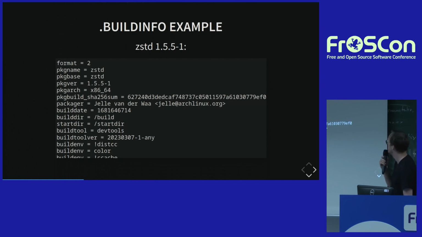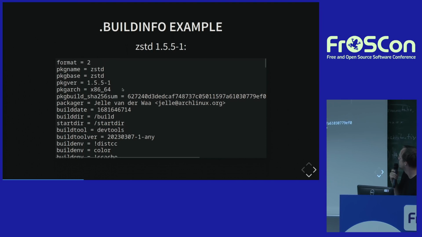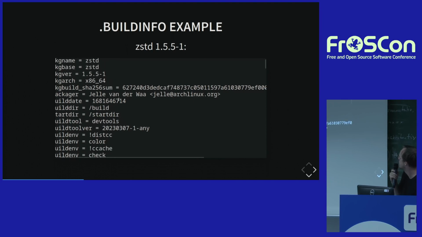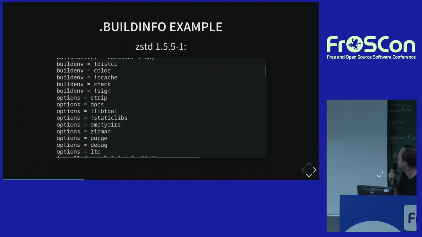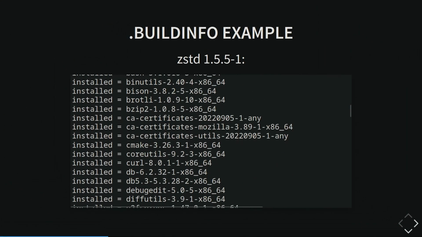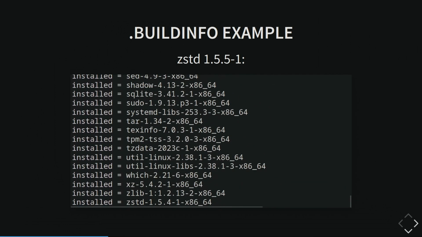So here's a nice example. I'm just using the Zstandard package. It's actually by Jelle, who sits over there. And yeah, this basically describes the version, the name, etc., who packaged it, when it was packaged, in which directory it was packaged, what options were used, which packages were installed while this package was being built, etc., etc. So there's a lot of info in here.